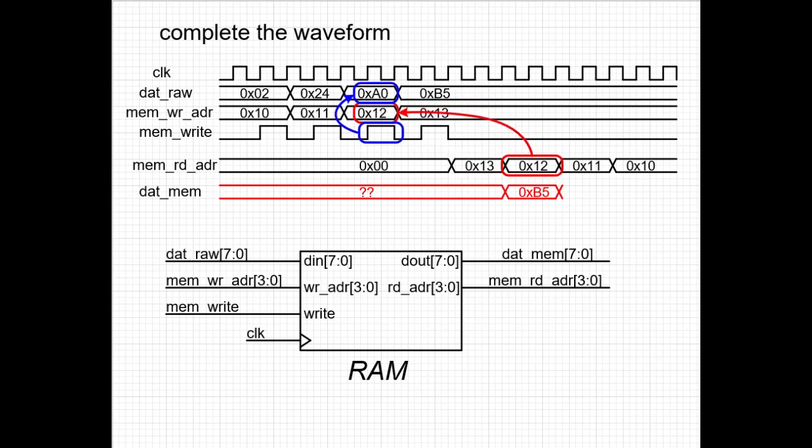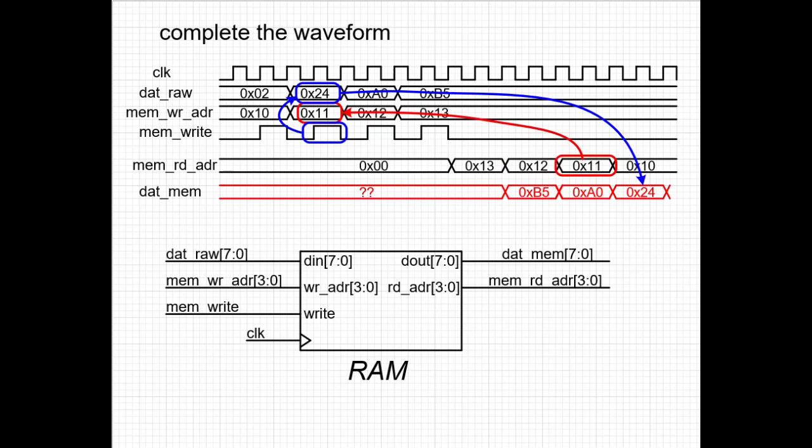Next is address 1, 2, and we read A0 from the RAM. And finally, address 1, 1 gives us 2, 4.